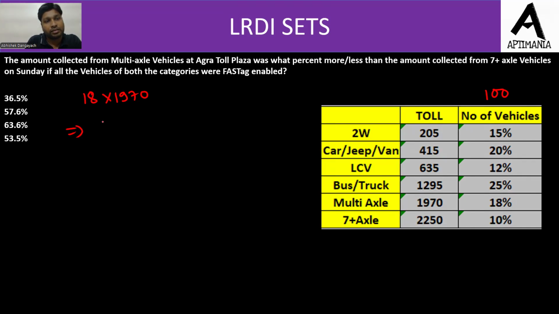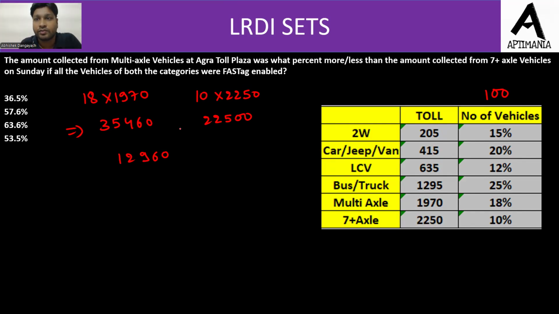So that makes it 35,460 rupees. And 7 plus XL vehicle is 10 vehicles, 10% of 100 is 10 only, and the charge per vehicle was 2,250 rupees. So that makes it 22,500 rupees. So the total difference comes out to be 12,960 rupees.